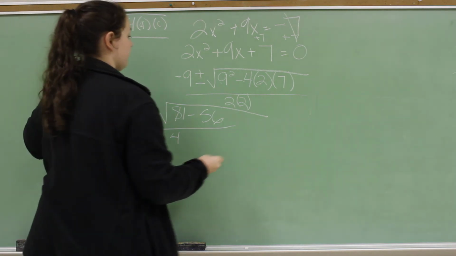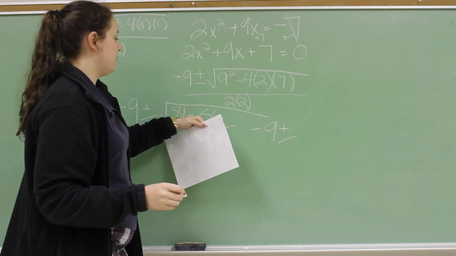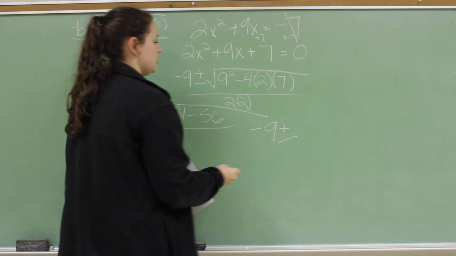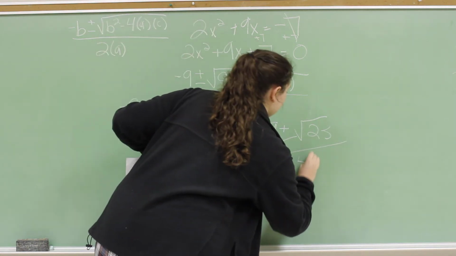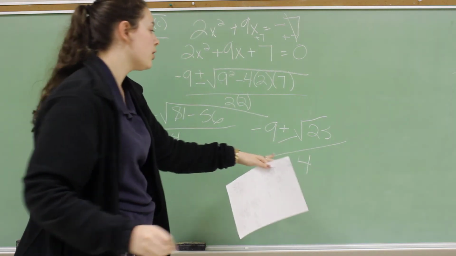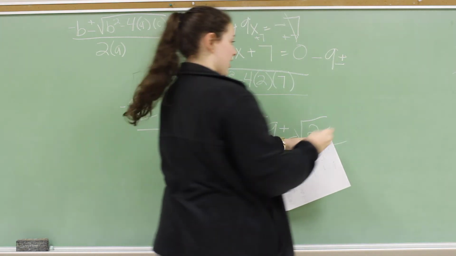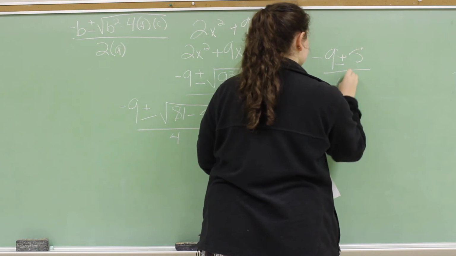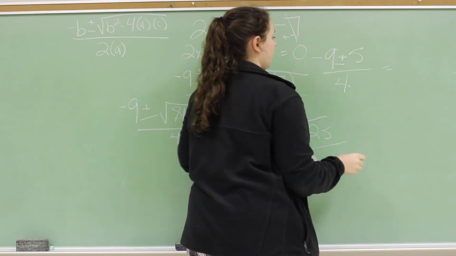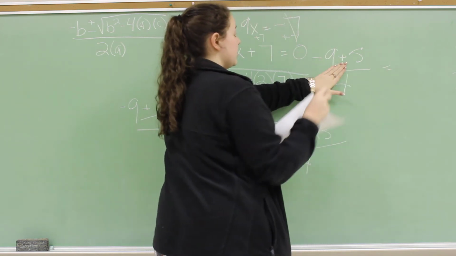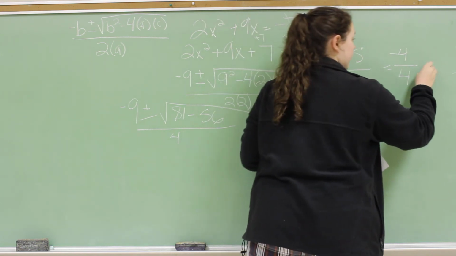So, you have negative 9 plus or minus the square root of 81 minus 56, which is 25, over 4. So simplifying even more, you have negative 9 plus or minus, the square root of 25 is 5, over 4. So you have negative 9 plus 5, so bring up that negative sign. Negative 9 plus 5 is negative 4 over 4. And that equals negative 1.